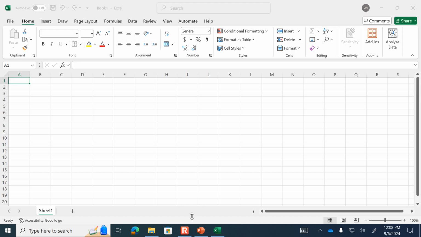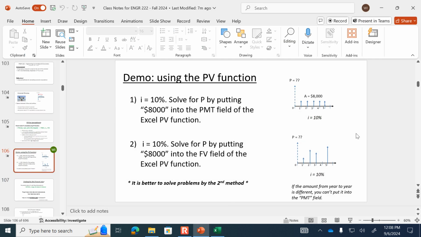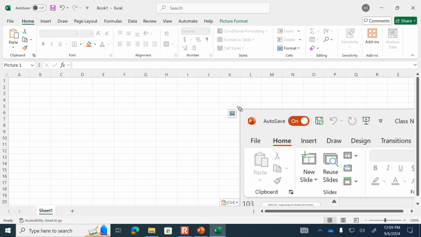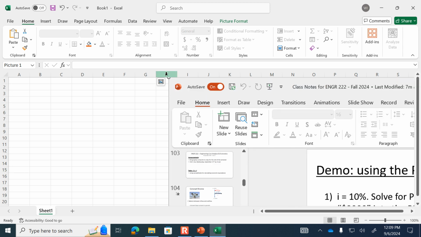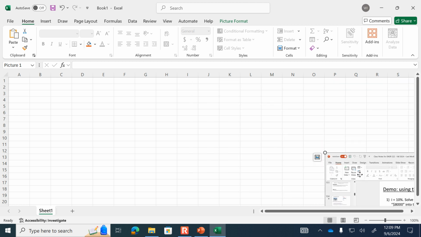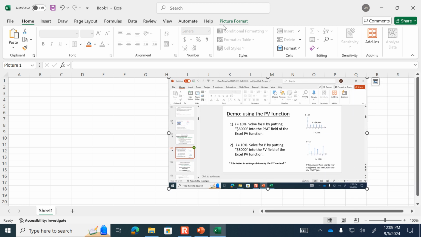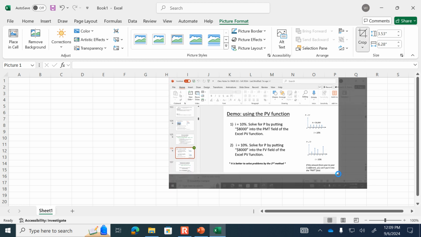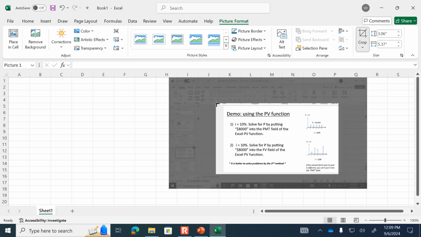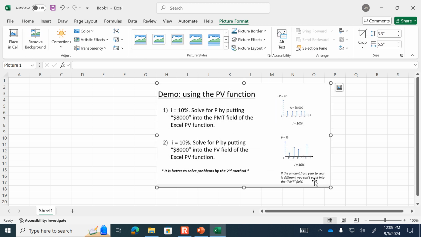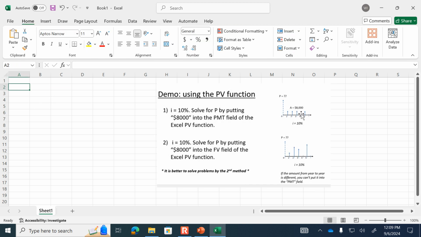The first one, we've got, let me just do a print screen here so I can paste it into there. Okay, so we've got an interest rate of 10%, and we want to solve for the present value of an annual series. All right, so the A in our annual series is 8,000, and we want to find out what is the present value of that if i equals 10%. All right, so I'm going to use the PV function.